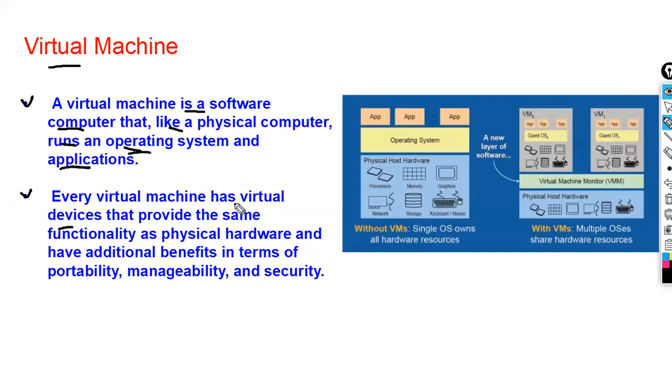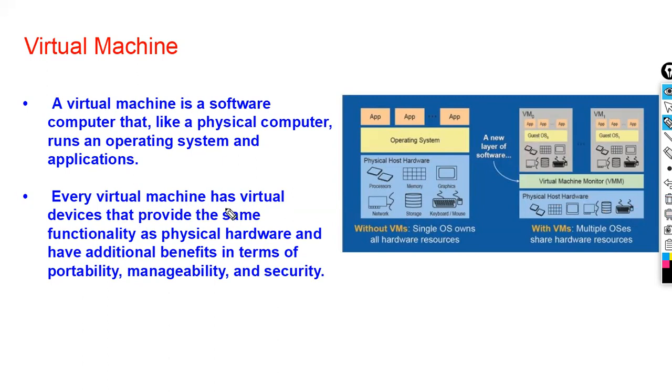So guys, the hardware computers are having RAM, keyboard, storage, network, etc. So the virtual machine also has its own components, but it is having the virtual components. It is having virtual hard disk, virtual NIC, virtual keyboard. So it is having all the virtual components.